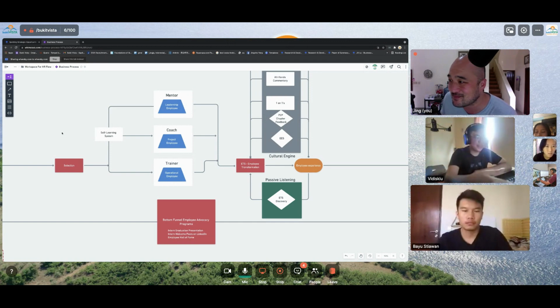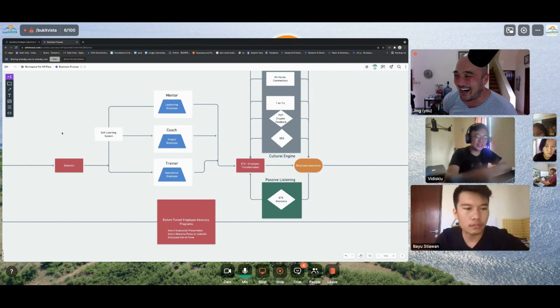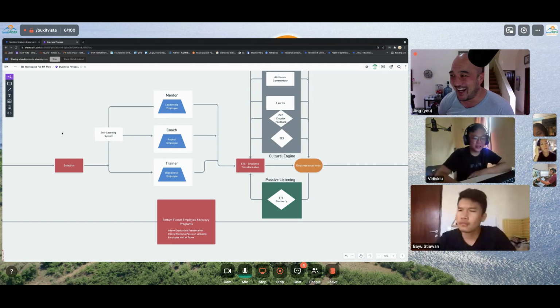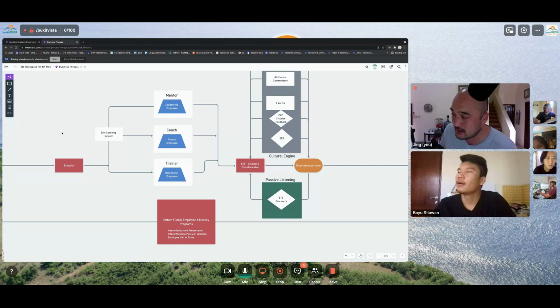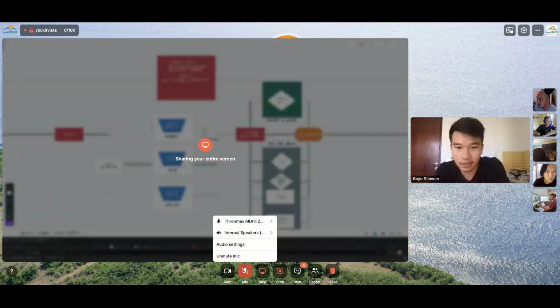Maybe in your perspective, Kabayu, how do you know that this person is ready for a mentor? Maybe it's more systematic from Kabayu's side. For me, it's more intuitive. To become a mentor, you mean? No, to become a mentee. Oh, a qualified mentee, something like that. Okay.